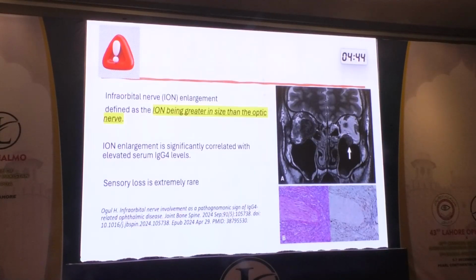In many of the initial publications of IgG4 disease, infraorbital nerve enlargement was considered almost a pathognomonic feature of IgG4. None of the patients that we saw had it on imaging, and it is significantly correlated in patients who have raised levels of serum IgG4. Sensory loss because of involvement of the nerve is extremely rare, so the nerve might be enlarged, but there is no numbness or paresthesia in that area.